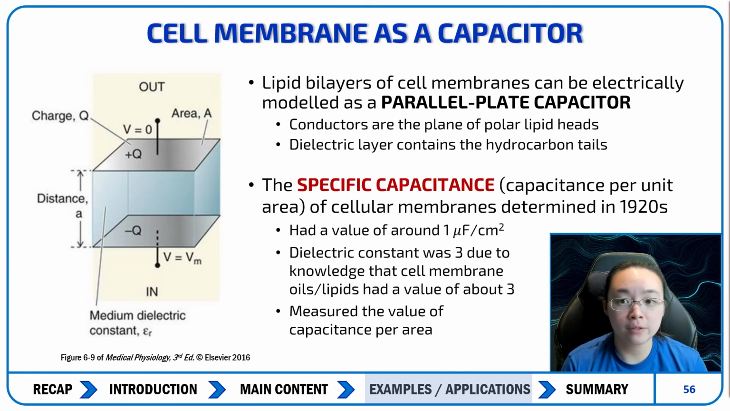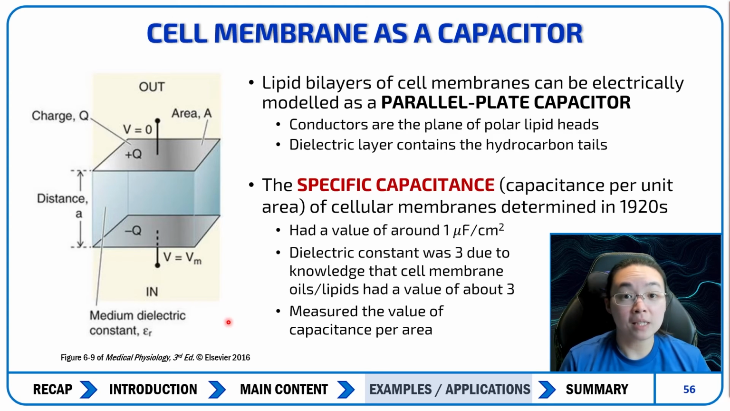Lipid bilayers of cell membranes can be electrically modeled as a parallel plate capacitor. Conductors are going to be on the plane of the polar lipid heads where all the charges will reside. The dielectric layer is then going to be the hydrocarbon tails. So we have a separation between the polar heads at a distance of A. We can assume one side of the cell membrane is positively charged and the other side is negatively charged.